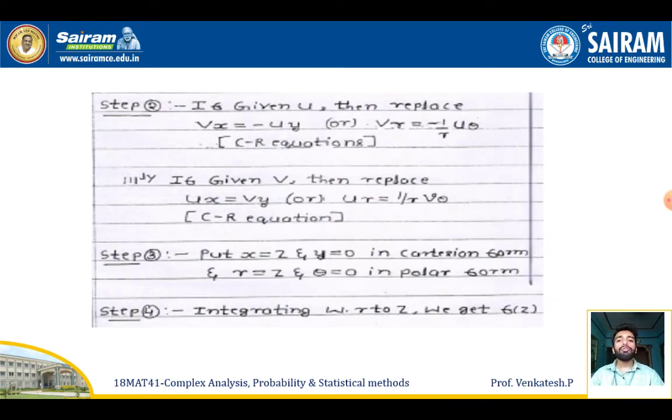Now, if u is given, then replace vx is equal to minus uy, or vr is equal to minus 1 by r u theta. This is from the CR equations. Similarly, if v is given, then we have to replace ux is equal to vy, or ur is equal to 1 by r v theta. So step 3: put x is equal to z, y is equal to 0 in the Cartesian form, or r is equal to z and theta is equal to 0 in the polar form. After this, to get the analytical function, I am going to integrate the f dash of z equation with respect to z, with a constant c.